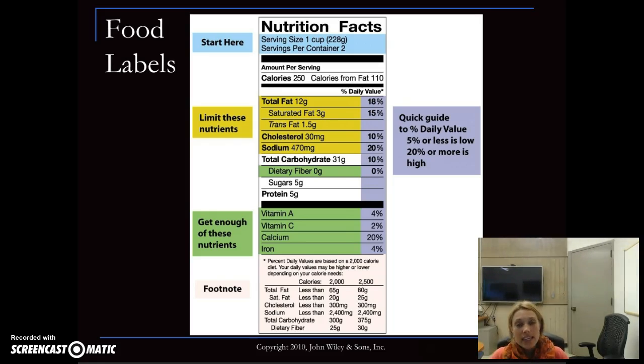So the key to the food label is to always start with the serving size and servings per container. A lot of foods are sold as single portion foods, but then they actually have more than one serving in them. So you can see here that the serving size is 1 cup and there's 2 servings per container, right? So for the whole container, you would have to multiply all of these different values by 2 in order to see how much you're really eating.